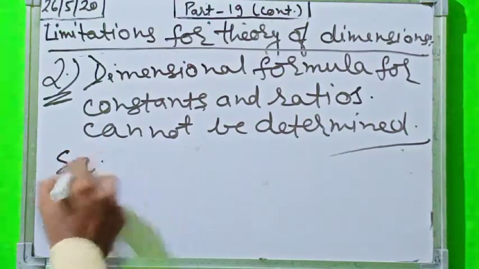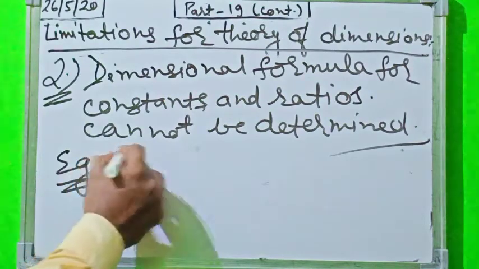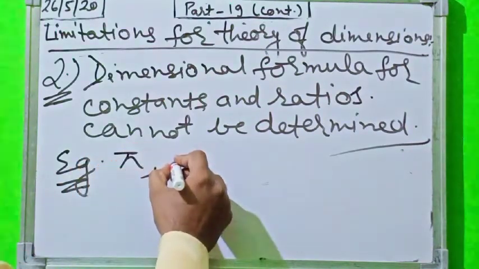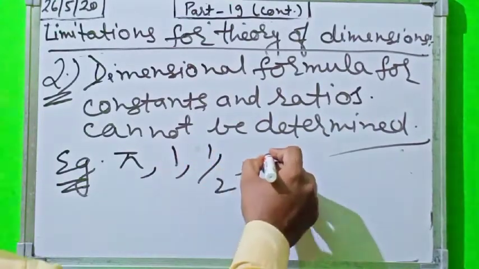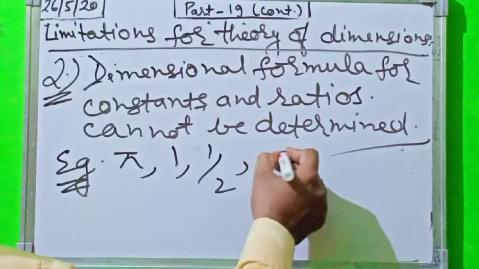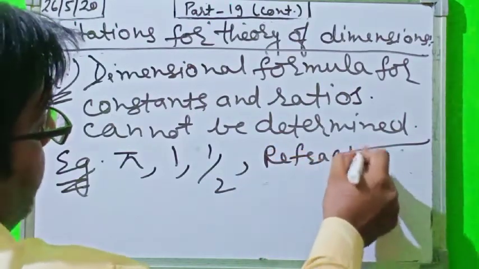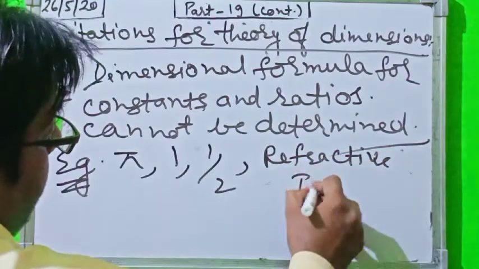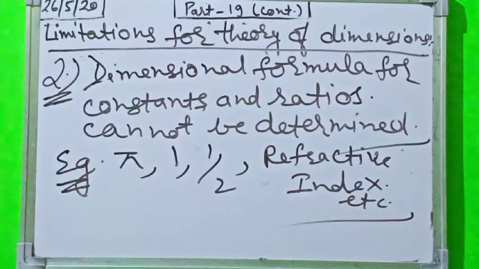Example, the dimensional formula for constants like pi, 1/2, refractive index. The dimensional formula for these quantities cannot be derived by the help of dimension.